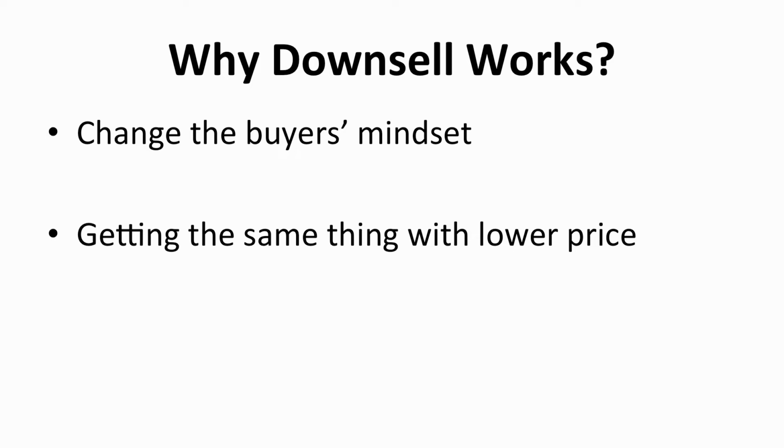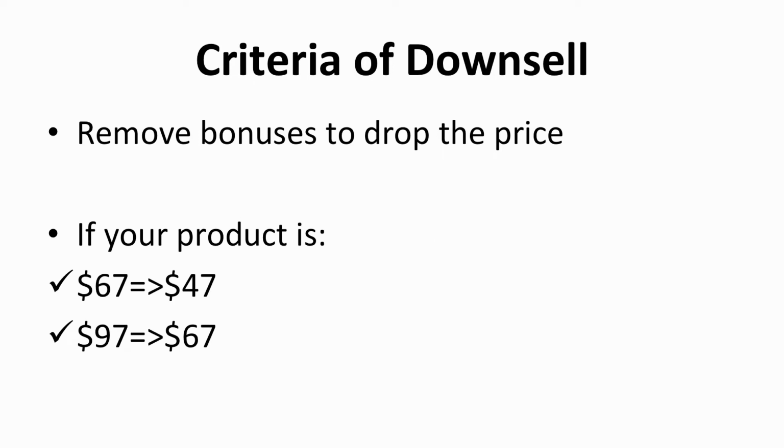In the downsell offer, you create a sense that they're getting the same thing at a lower price. This is why the downsell actually works. Isn't this interesting? This is only possible if you understand the buyer's mindset. Most of the internet marketers overlook this point and are leaving at least 10% of their money on the table. When you're offering your downsell, remove the bonuses and drop the price.